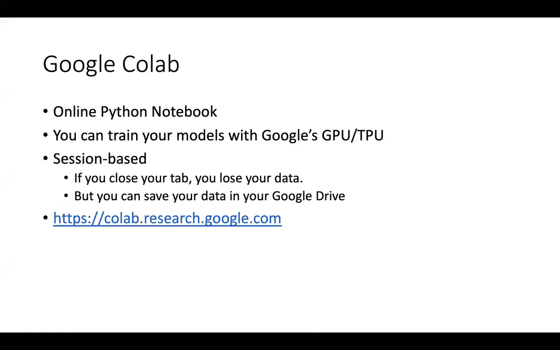So you can train your models with Google's GPU and TPU for free for 12 hours. It's session-based, so it's free for up to 12 hours. If you want to use more than 12 hours, you'll have to pay a very small amount of money. I think it's about, I don't know, a few dozens of dollars per month, I think.